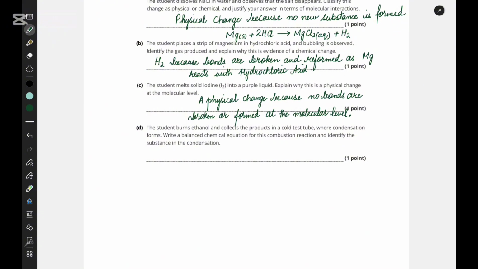A student burns ethanol and collects the product in a cold test tube where condensation forms. Write a balanced equation of the combustion reaction and identify the substance in the condensation. When ethanol is burned in the presence of oxygen, it is going to form carbon dioxide and water vapor: 3CO2 plus 3H2O, and that's going to be 3O2. So the substance in the condensation is going to be water.